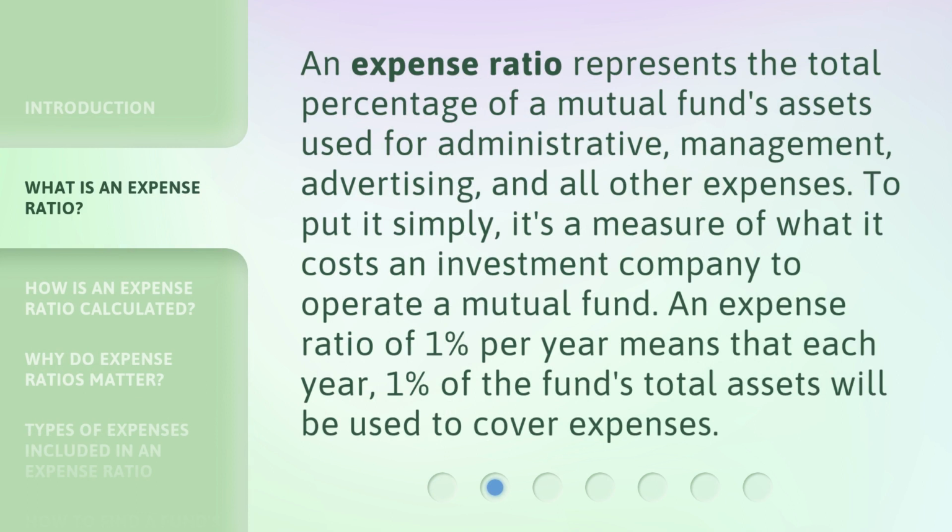An expense ratio represents the total percentage of a mutual fund's assets used for administrative, management, advertising, and all other expenses. To put it simply, it's a measure of what it costs an investment company to operate a mutual fund. An expense ratio of 1% per year means that each year, 1% of the fund's total assets will be used to cover expenses.